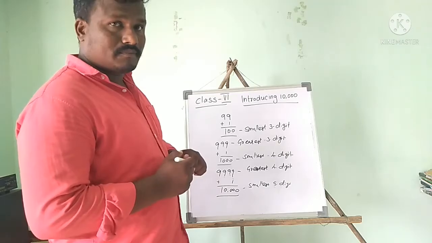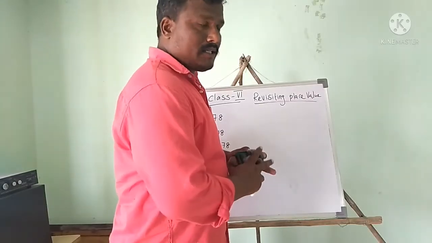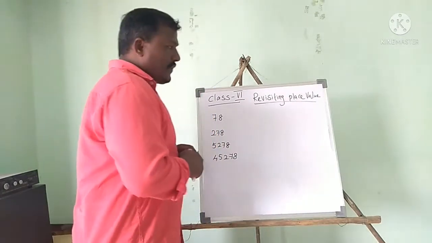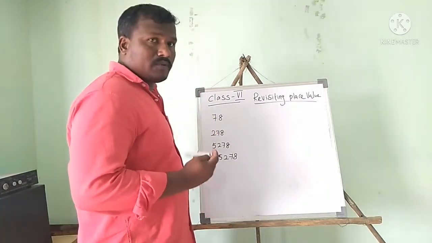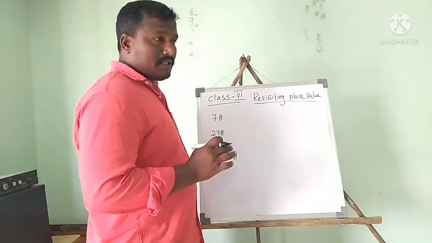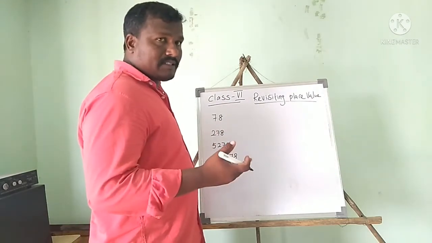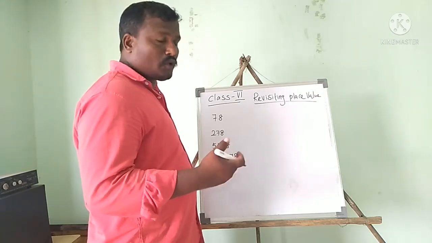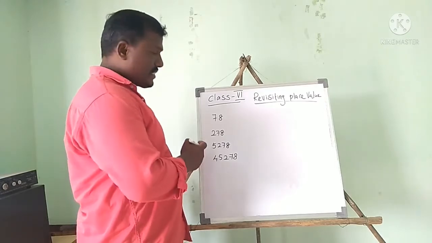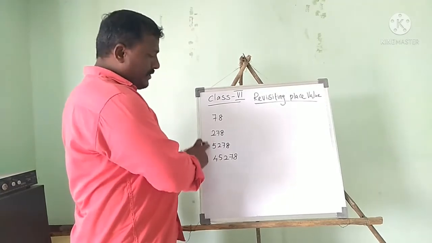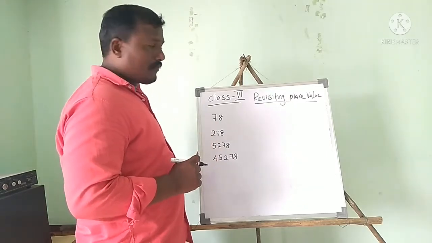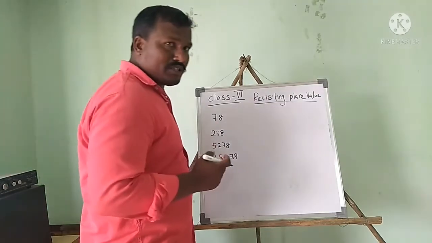Okay, students, this section is revising place value. Last year you learned how to find place value. I gave some examples, so now we will revise that same topic. First of all, I will take four numbers: a 2-digit number, 3-digit, 4-digit, and 5-digit number. So how do we find the place value? First, let me take 78 as a 2-digit number.